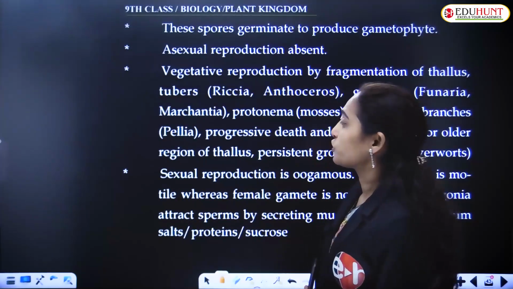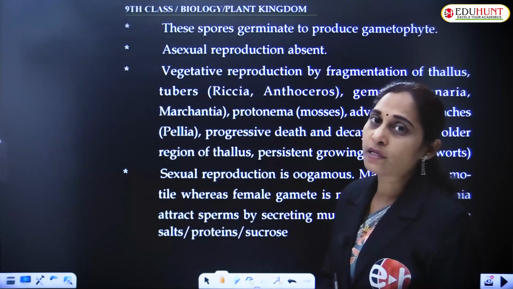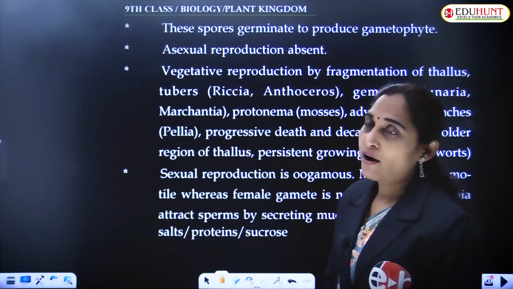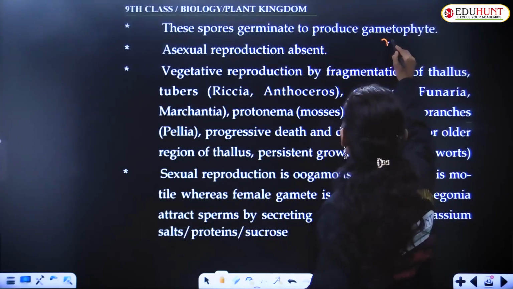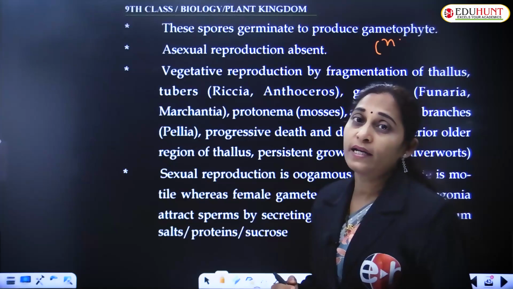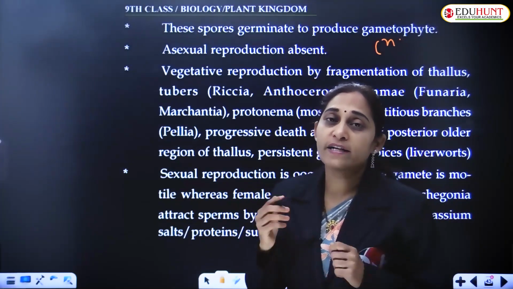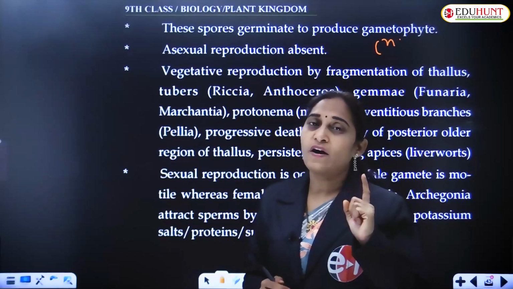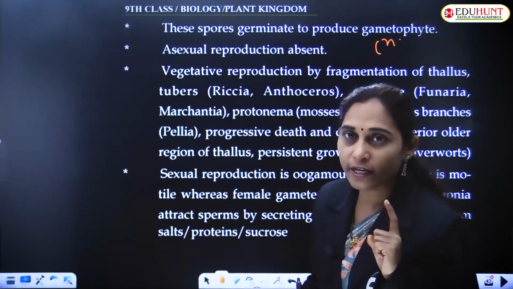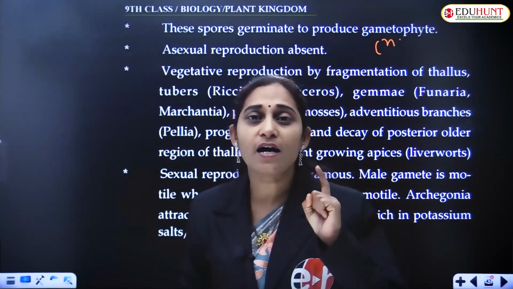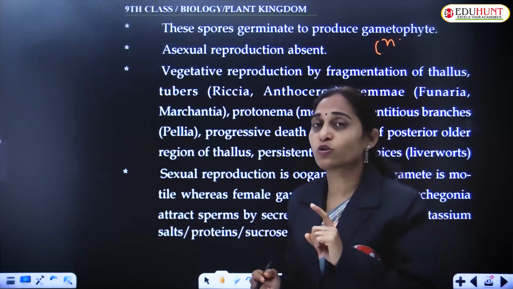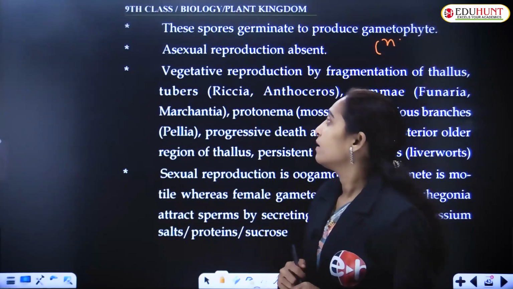These spores germinate on a suitable substratum and produce the gametophyte, which is a haploid one. I am saying gametophyte and sporophyte so many times because these are the two phases. You should remember this point, that the gametophyte is a haploid structure, haploid, n, only a single set of chromosomes is present.